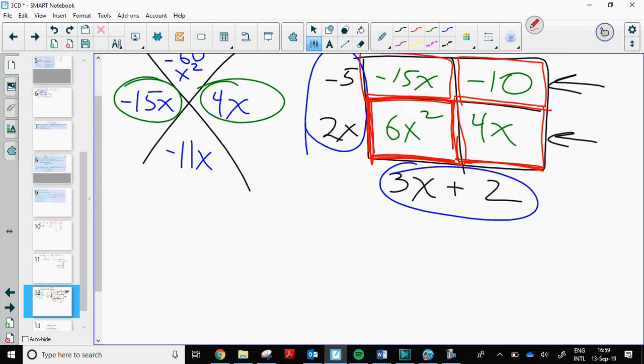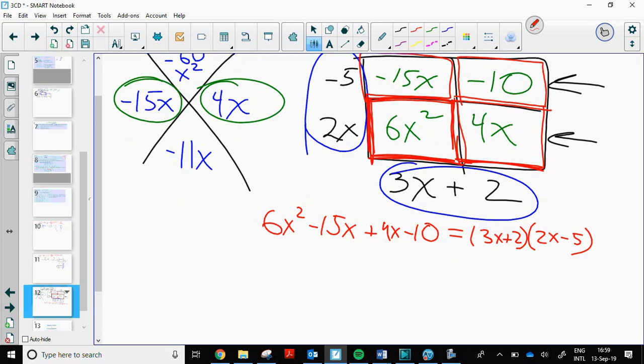Well, those 4 areas put together are 6x squared minus 15x plus 4x minus 10, and that should equal the whole big area, which is going to be 3x plus 2 times 2x minus 5. And if we just put those two together, we get the original question and its factored answer.